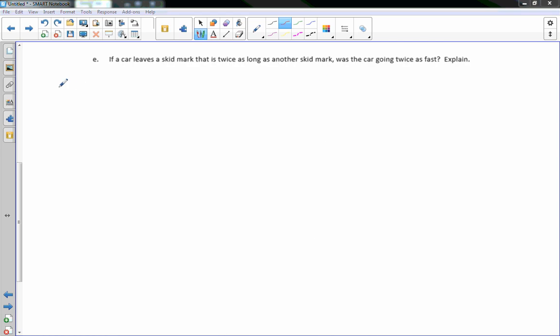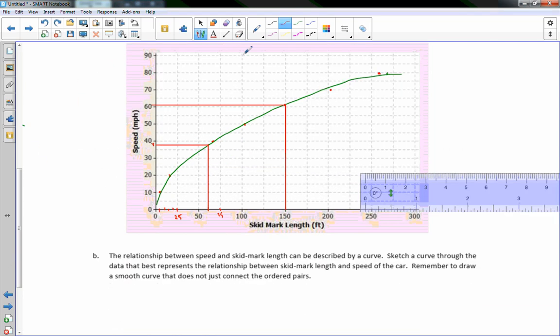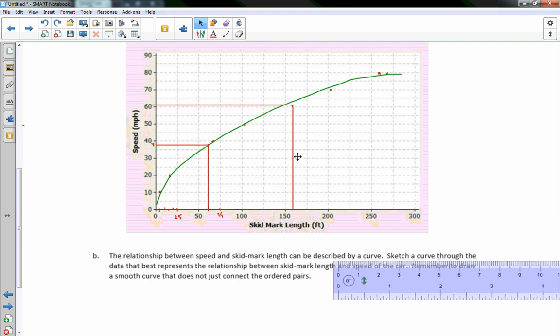Part E says, if a car leaves a skid mark that is twice as long as another skid mark, was the car going twice as fast? Explain. So I'll go back to this grid, and now I'm going to get rid of these, or actually I could just move them. Let's move this to 200, which would be here, and move this one to 100. Actually that won't work, so it'd be easier, I just don't want to erase my line, so let me just move all these out of the way.